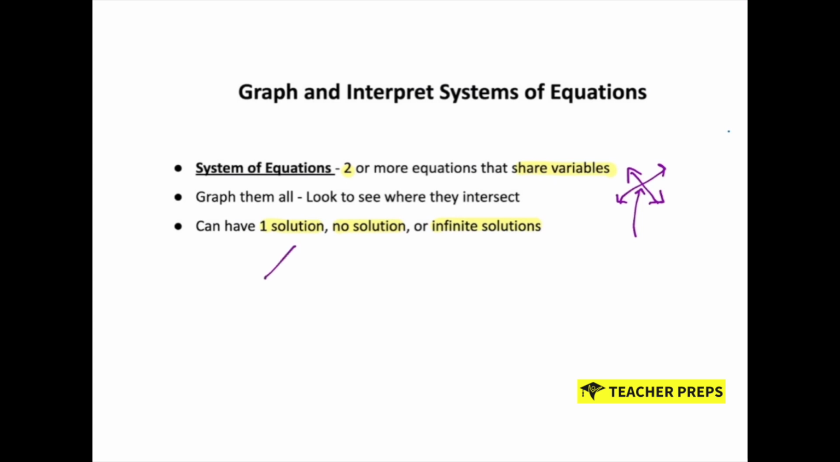A system of equations can have one solution, no solution, or infinite solutions. If it has one solution, it's going to be two lines that intersect. If it has no solution, the two lines will be parallel. And if it's infinite solutions, the two lines will be the same line.